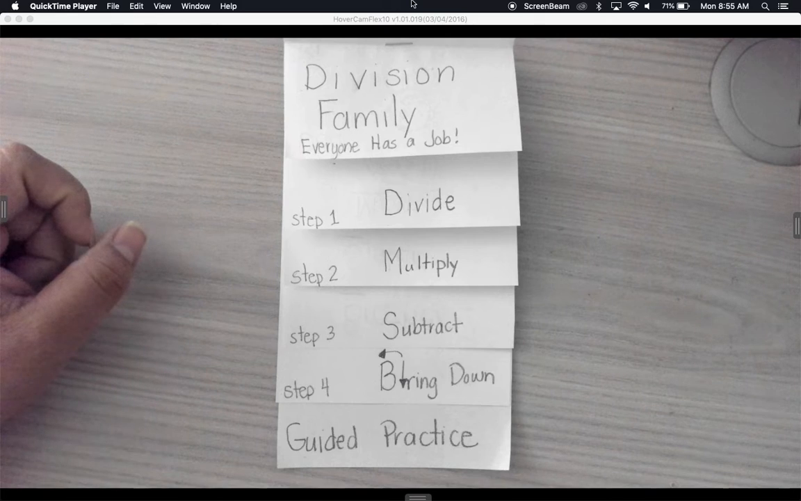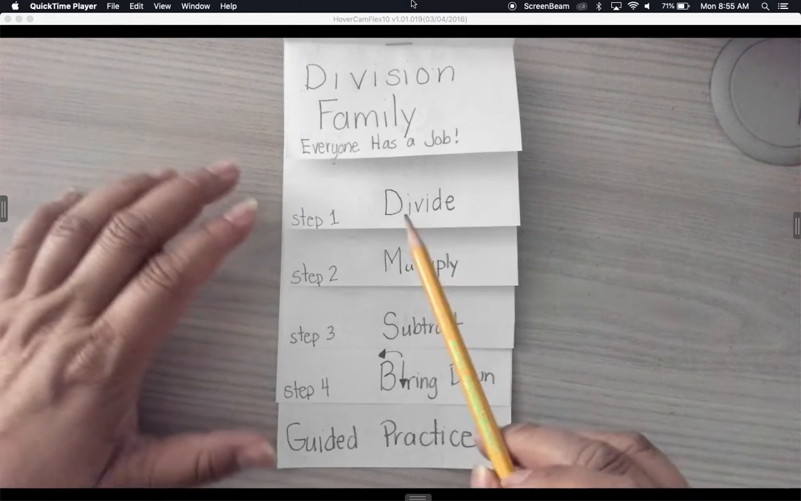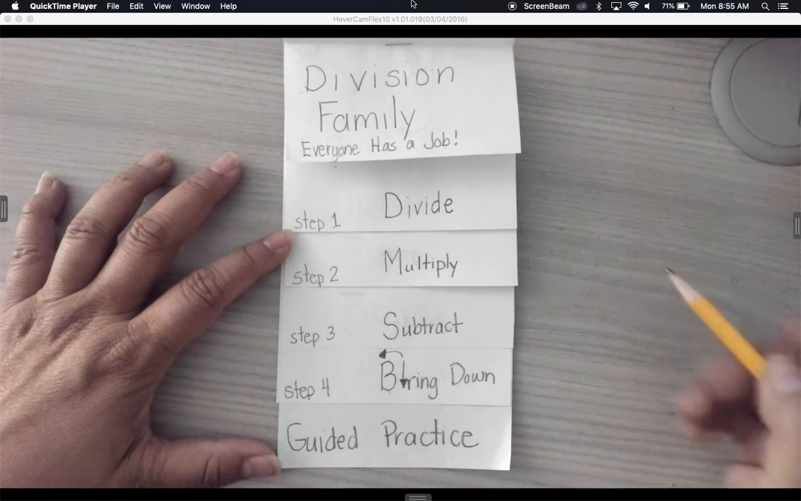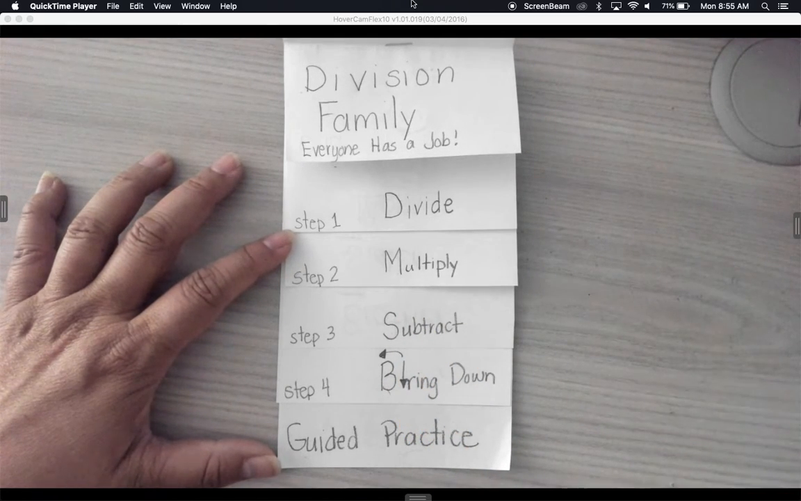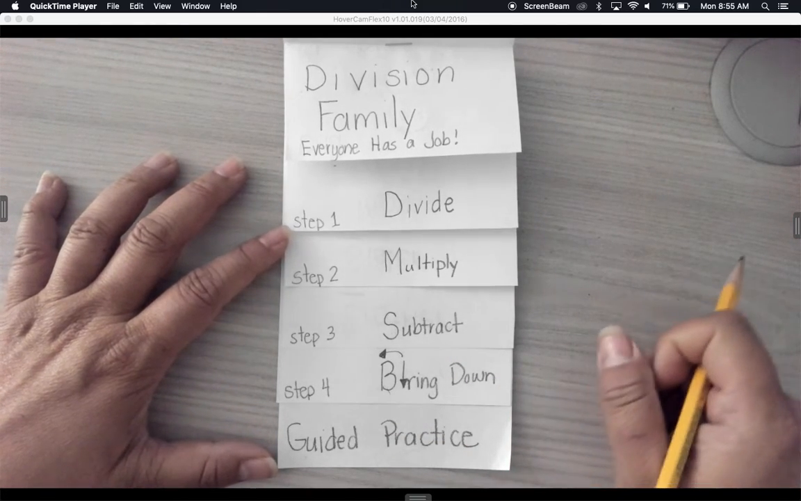So when you are doing this on your paper, you're going to make sure that you follow all these rules. If you have to write down DMSB and start crossing them out as you're working on it, then you can.